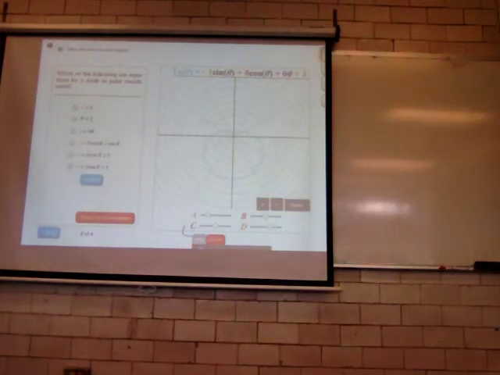You can use the sliders at the bottom here to change the coefficients of each of the terms at the top. You'll be able to recreate each one of these functions that starts with an r equals. The only one that you won't be able to do is this one, because it starts with a theta equals. That is, it's not r as a function of theta. Try thinking about what this one looks like.